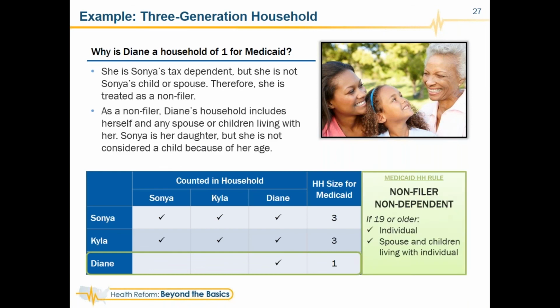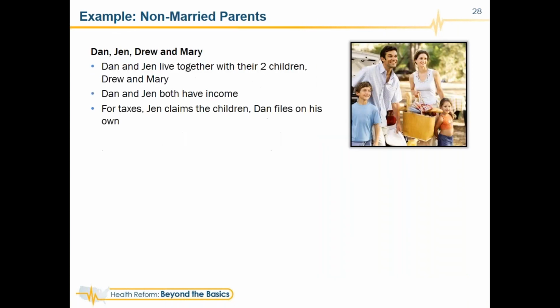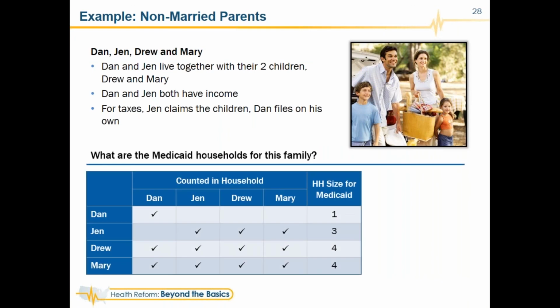Now we'll look at Diane. She is Sonia's tax dependent, but she is not Sonia's child or spouse. Therefore, she is treated as a non-filer. And as a non-filer, Diane's household includes herself and any spouse or children living with her. Sonia is her daughter, but she is not considered a child because of her age. So her household size is 1 for Medicaid purposes.